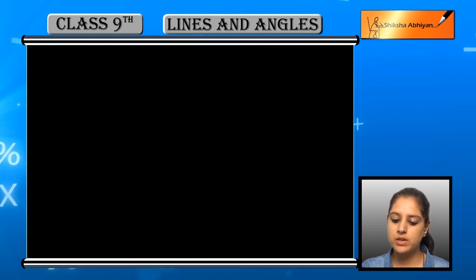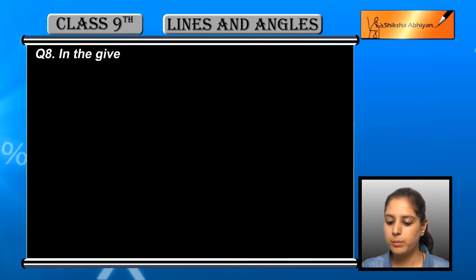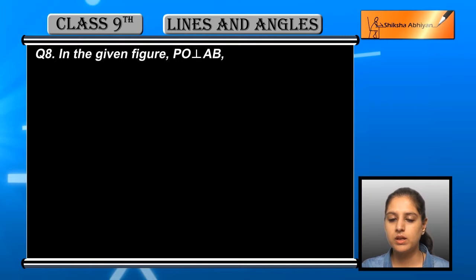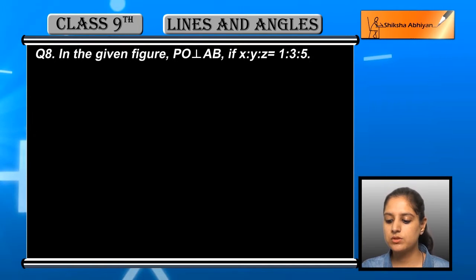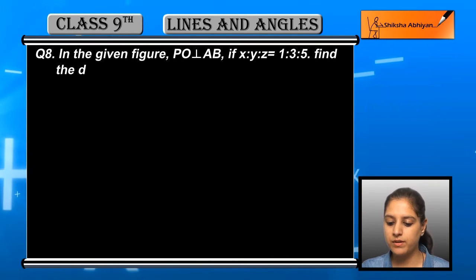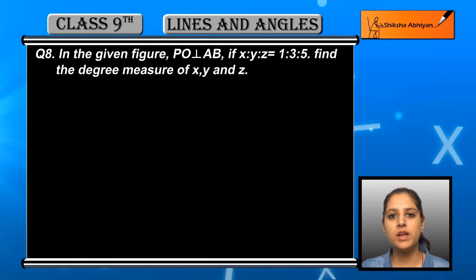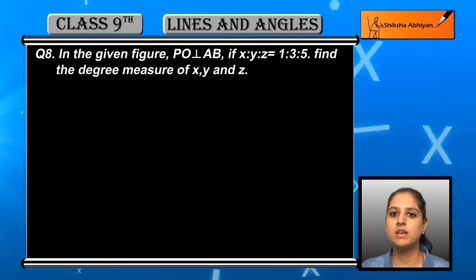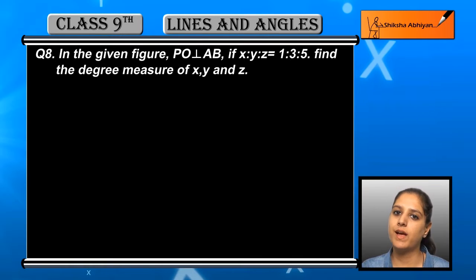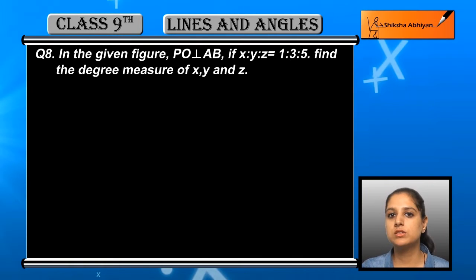Now the next question is, in the given figure, PO is perpendicular to AB. If x is to y is to z is 1 is to 3 is to 5, find the degree measure of x, y and z. आपको PO और AB दोनों perpendicular given है, x, y, z की ratio given है, x, y, z की actual values हमें find out करनी है. Let us see the solution.